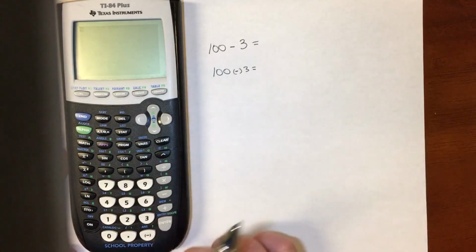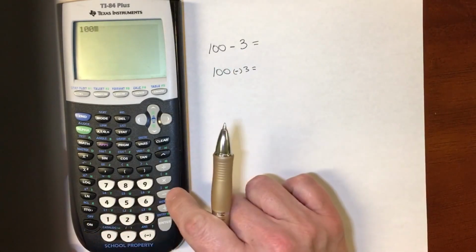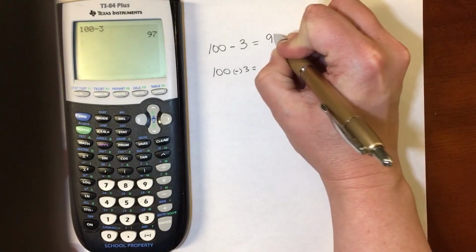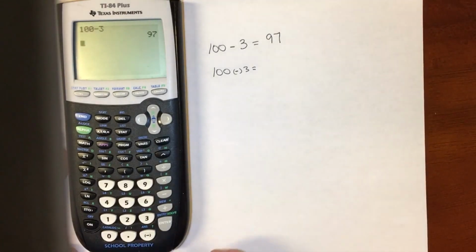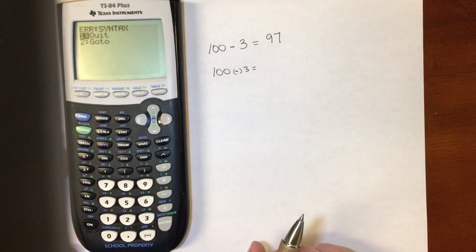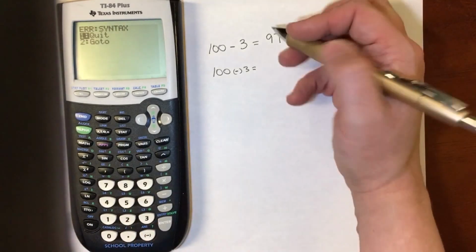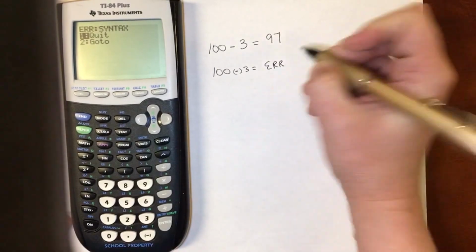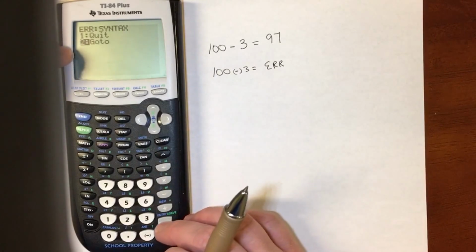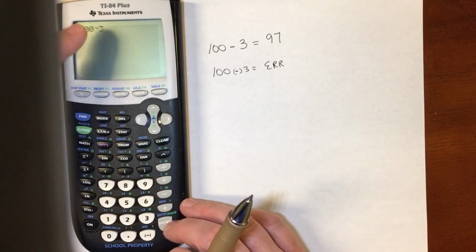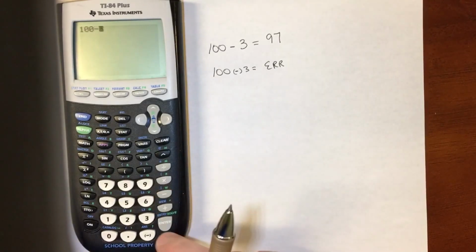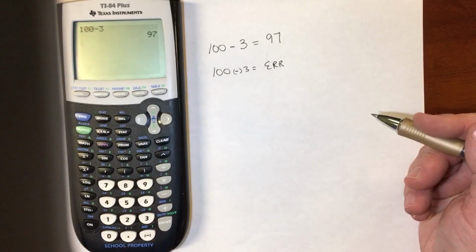So if I just go ahead and put in 100 minus 3, using our subtraction button, and hit enter, I get 97. If I try that with the negative key instead, 100 negative 3, and hit enter, I get this error. Okay, so I get this error because I use the negative button instead of the subtraction button. So if I click go to, it's going to highlight right there where my problem was, and then I can go ahead and change that to subtraction, and then I get my 97.